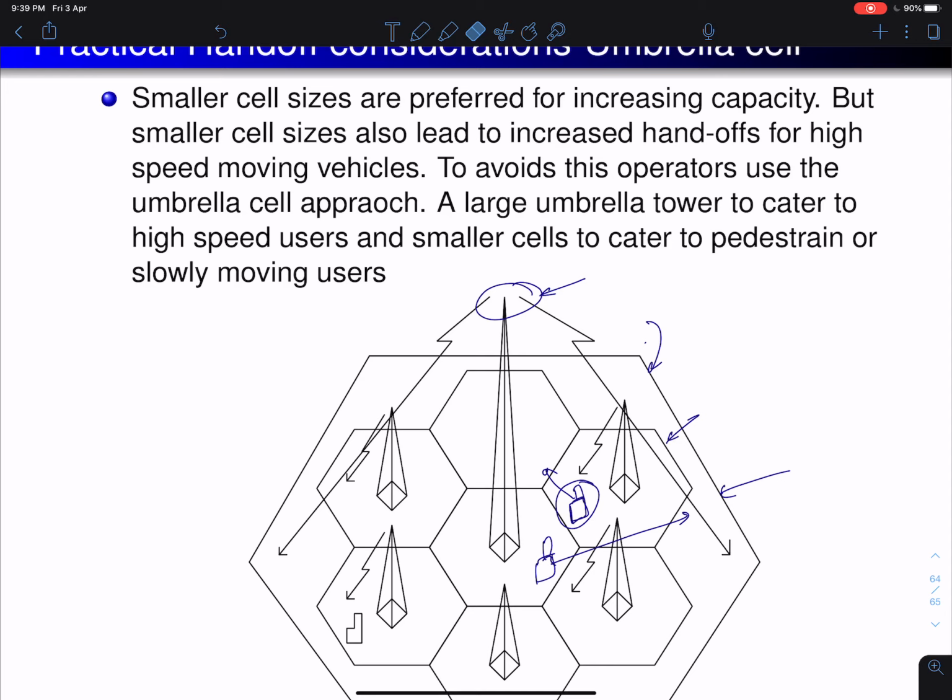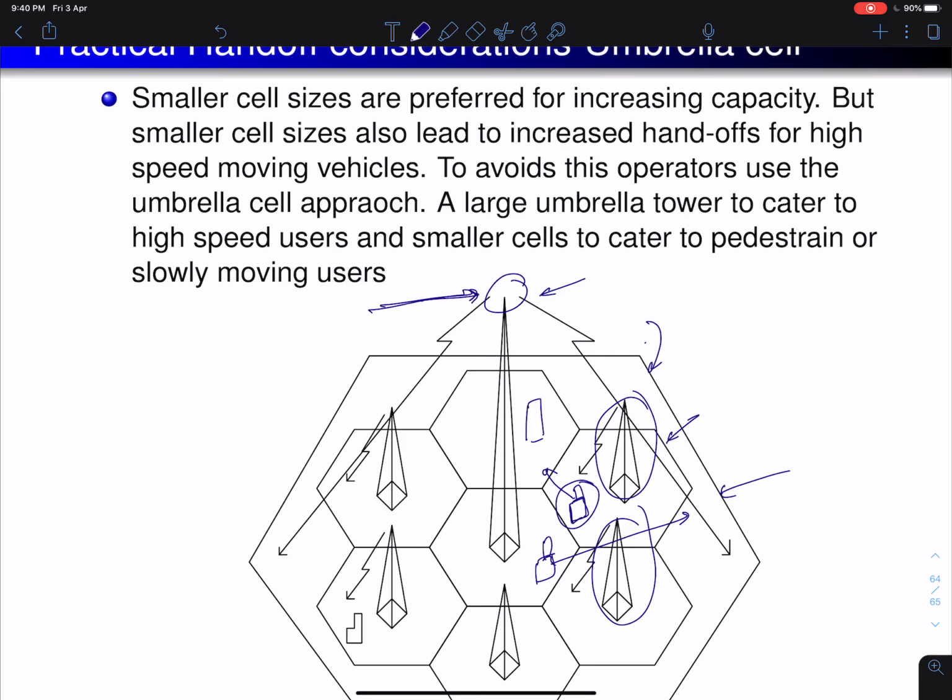Okay, so this umbrella tower, which is going to radiate at a higher power, is dedicated only for high speed vehicles. Most of the pedestrians and low speed vehicles will be taken care of by the individual small cell base stations. The larger cell is called the umbrella tower or the umbrella cell. Whenever you realize an object is moving faster, that information will be conveyed to the MSC, and the MSC will order the umbrella tower to take over the handoffs for the faster moving device.